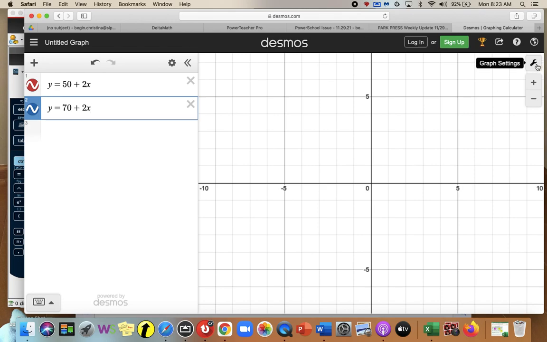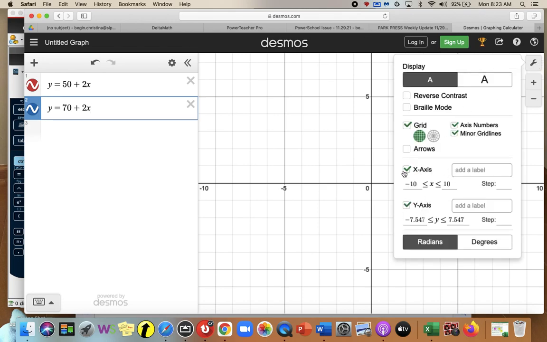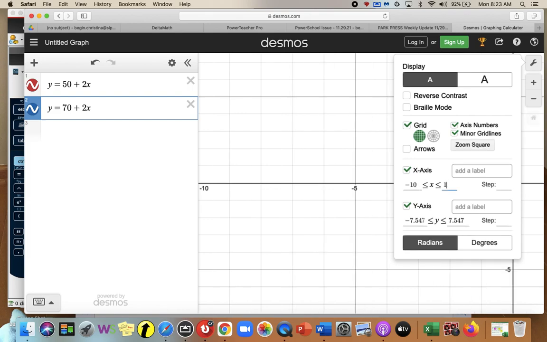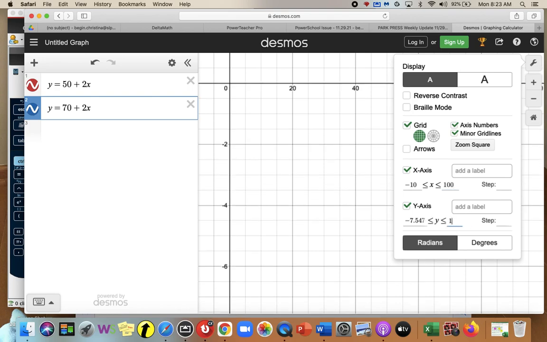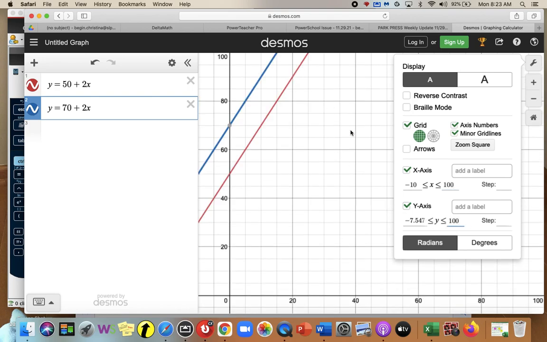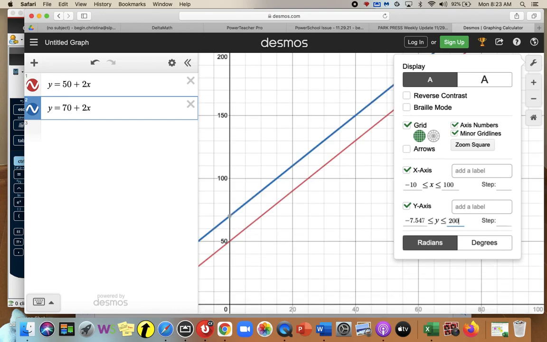So here we'll go to graph settings, and we change our domain and range. Domain is the x-axis, so I'm going to go up to, I don't know, 100. And then same for the y. I'll go up to 100 and just see what happens. Okay, so I can't see that yet. So I'm just going to go to like 200. Can I see it? No. So I'm going to go to 200 for both.